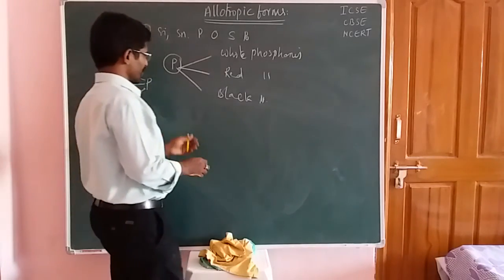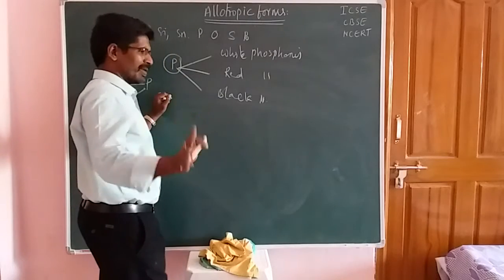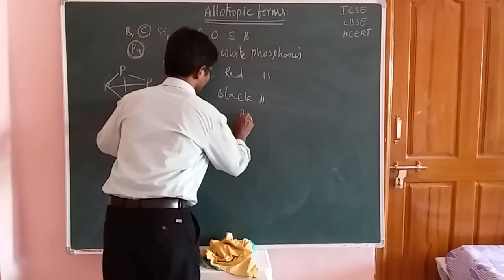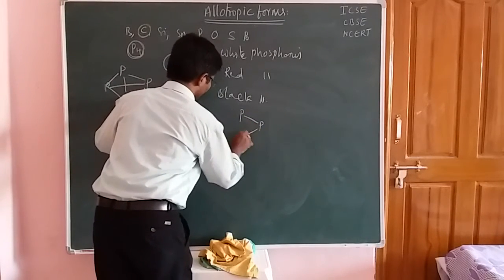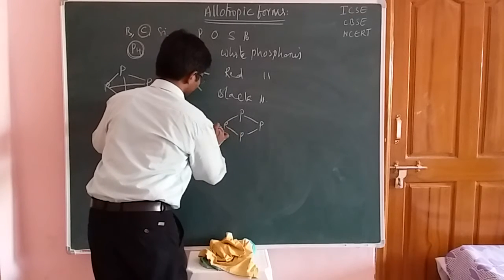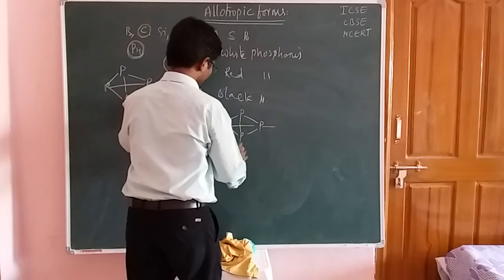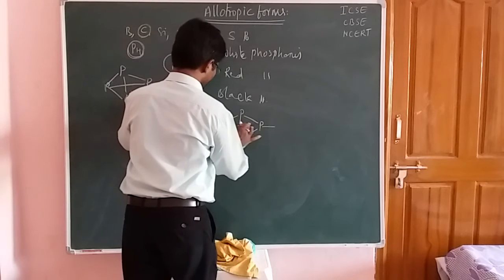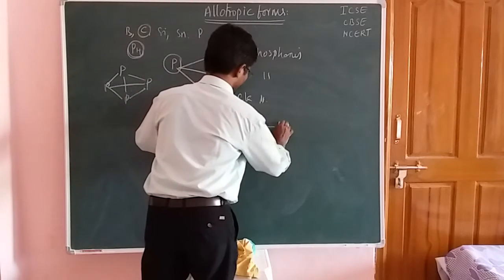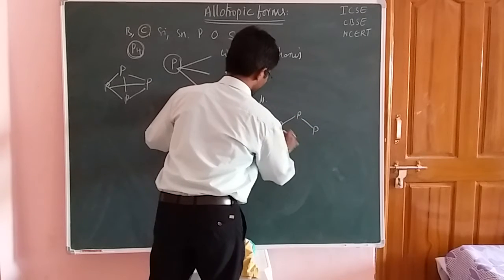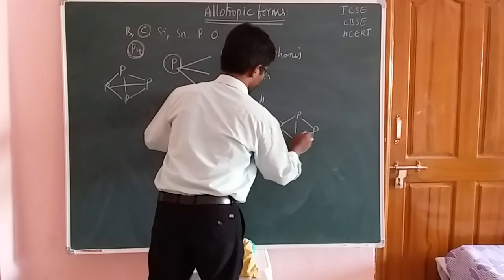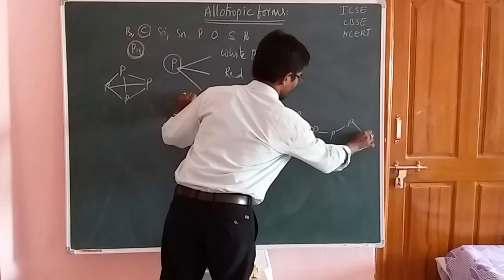Now red phosphorus always exists in a polymeric structure. Students, these are the structures for that, with phosphorus atoms linked together in the chain.